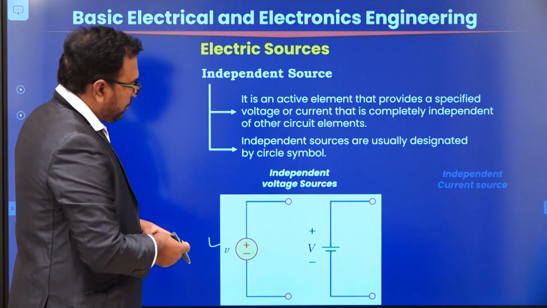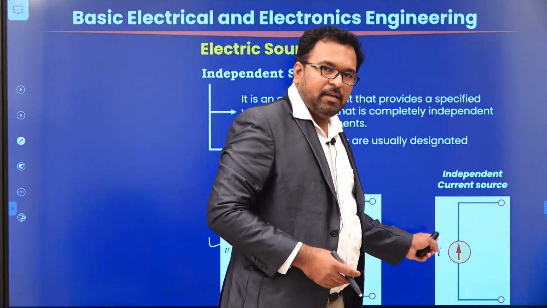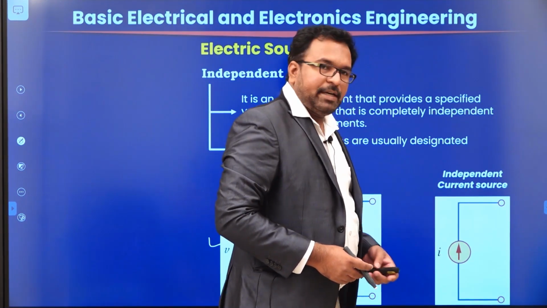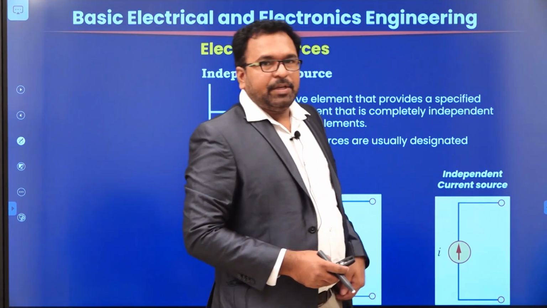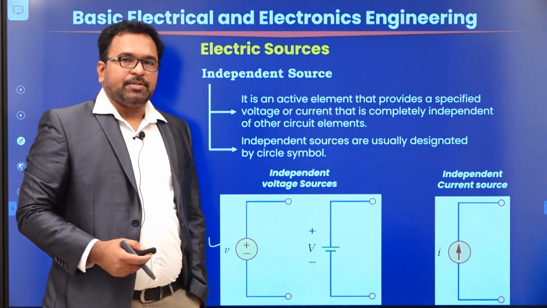How will you represent a current source? An independent current source is going to be represented by using a circle with an arrow inside. The arrow indicates the direction of the current flowing in the circuit. So this is how we are going to represent independent voltage and current sources.